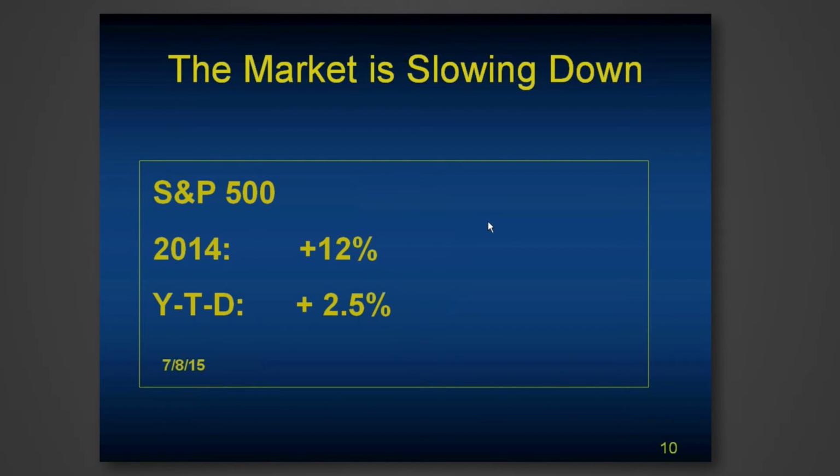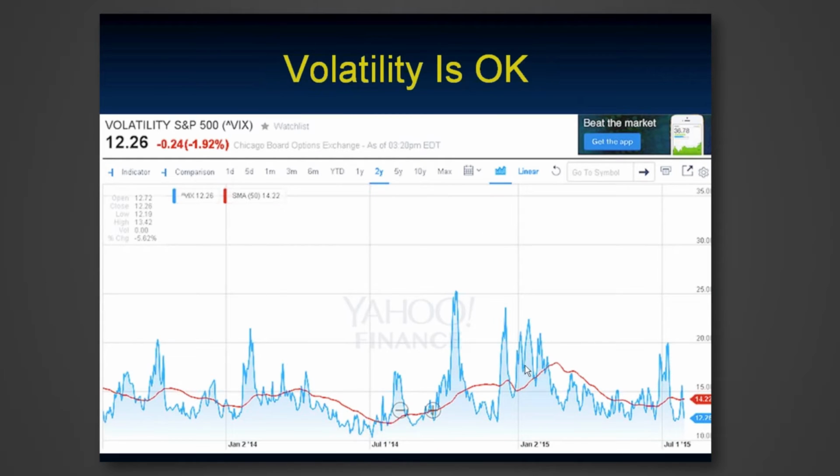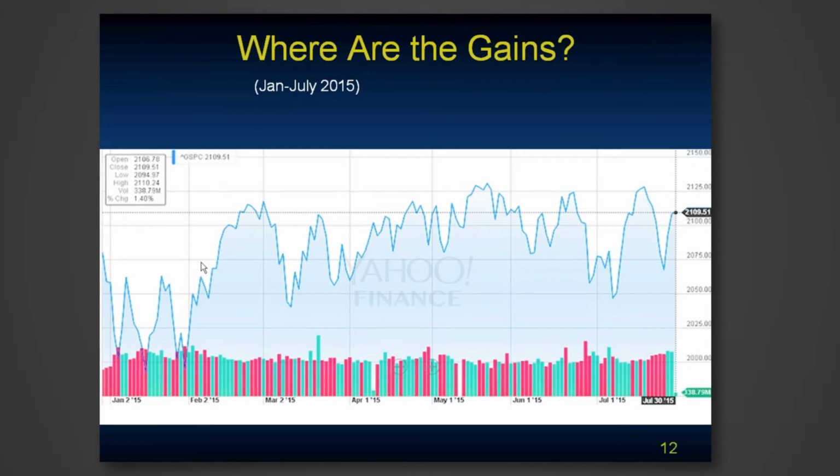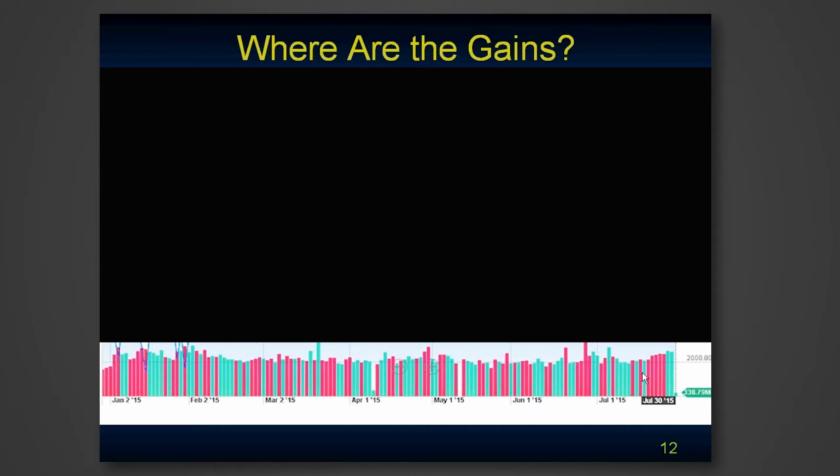So let's talk a little bit about trading the new market. The first thing is that the market is slowing down. I mean, we know that. The S&P 500 was up 12% in 2014. Year to date, it's up about 2.5%. So the volatility, though, and this is the good news, is basically okay. You need volatility to make money trading, especially trading on a regular basis. The volatility you can see here is roughly the same as it was last year. So there's plenty of movement in the market, even though it is very much range bound.